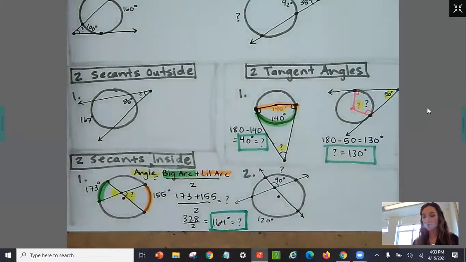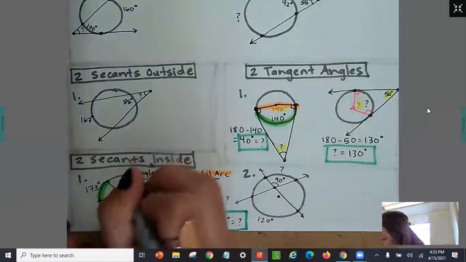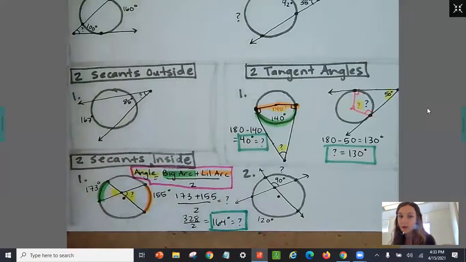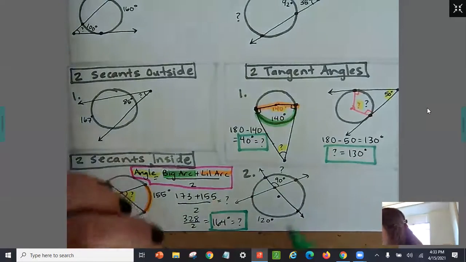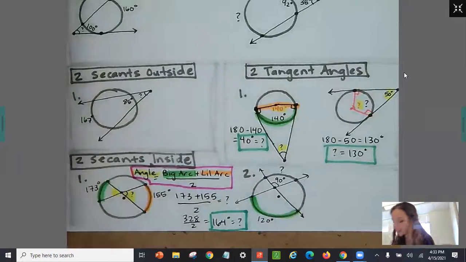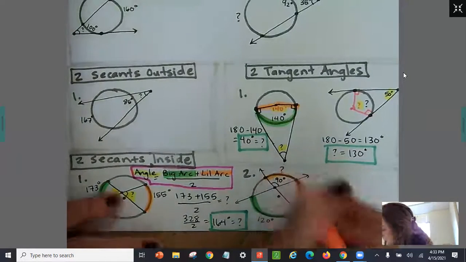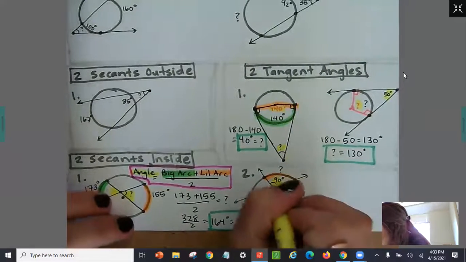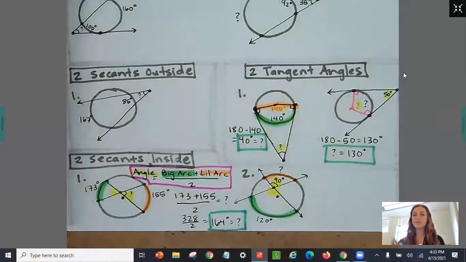Okay, so let's try out our very last example here. And first let me box this formula. Okay, let's try out our very last example. We are going to have big arc plus little arc, which is a question mark in this example, divided by 2 equals our angle. So it's going to equal this one. It's also going to equal that one, but we're just going to use that 90 that is there.